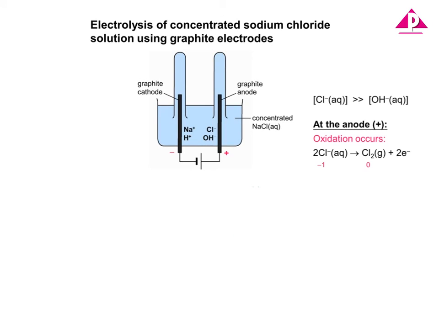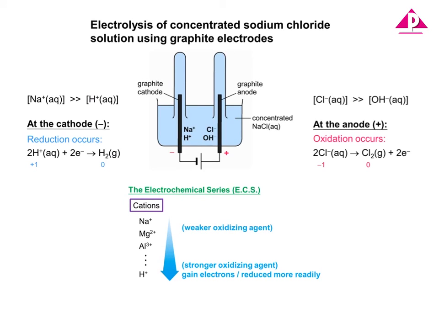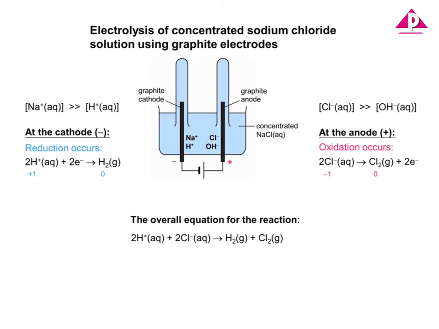Due to this concentration effect, chloride ions are preferentially discharged to form chlorine gas at the anode. At the cathode, although the concentration of sodium ions is much higher than that of hydrogen ions, their positions in the electrochemical series are very far apart. Hence, hydrogen ions are preferentially discharged. Combine the 2 half equations to get the overall equation for the reaction.